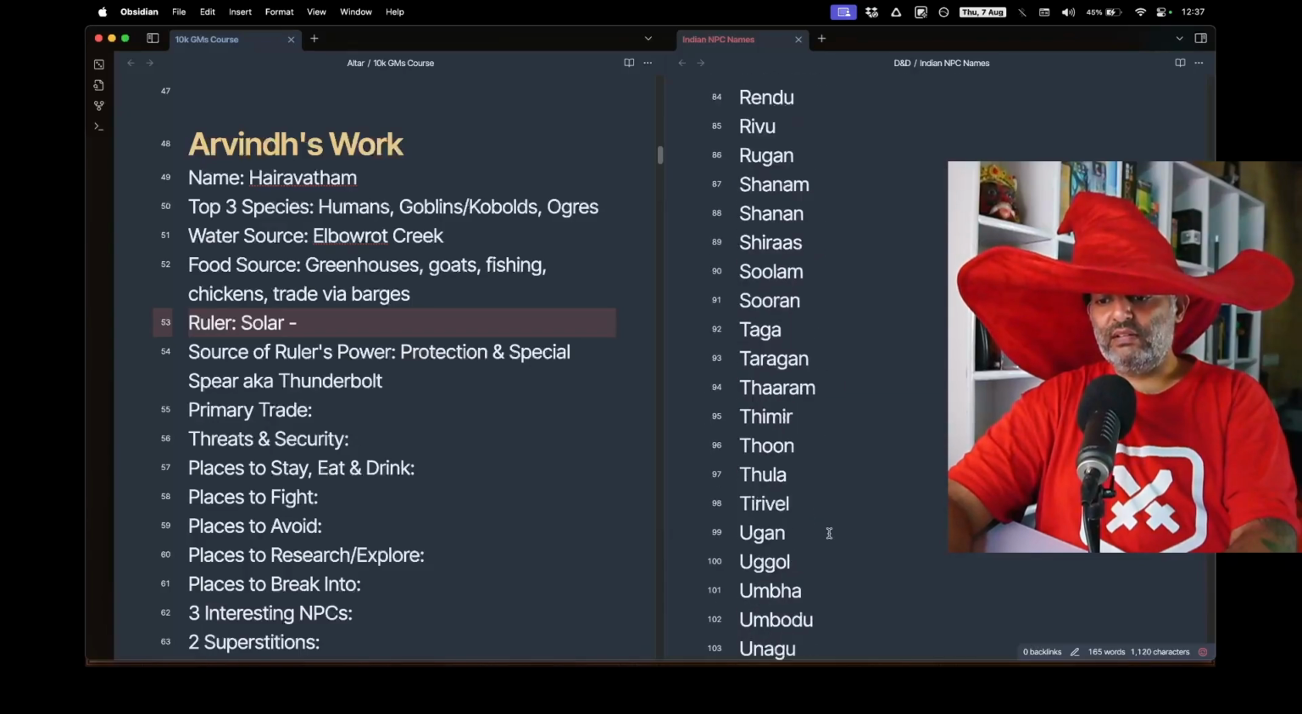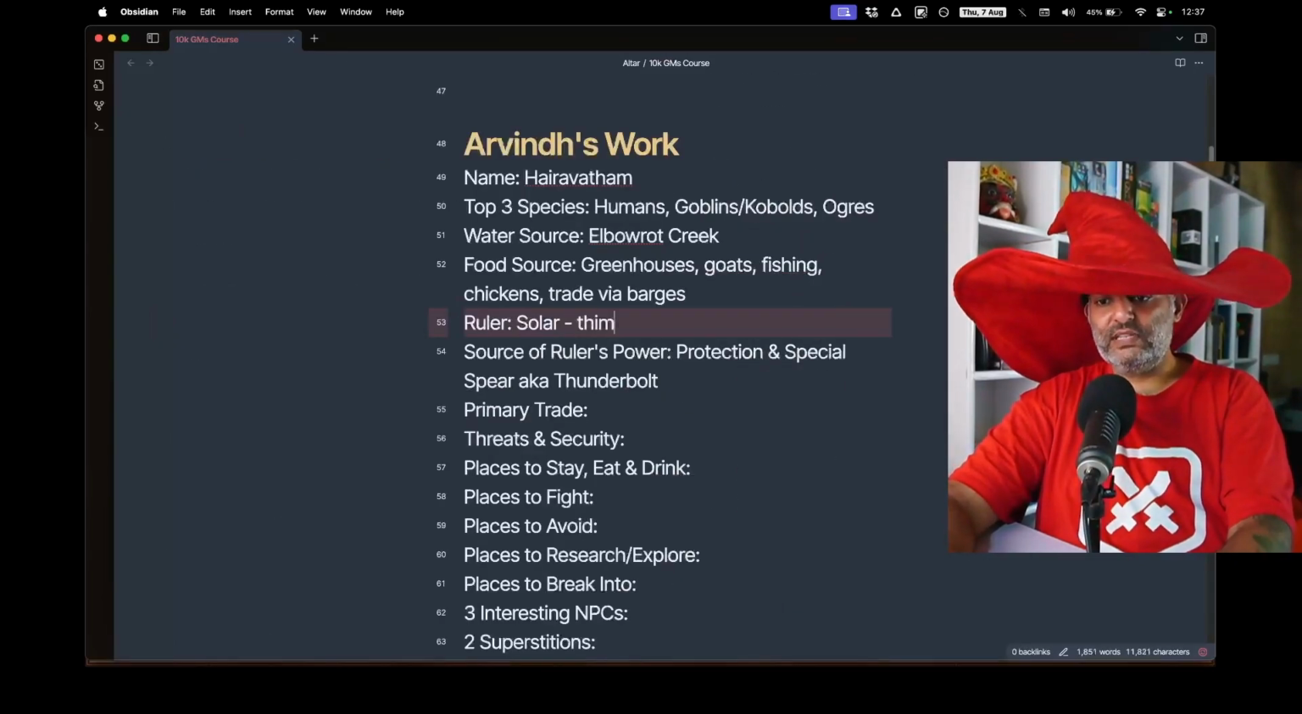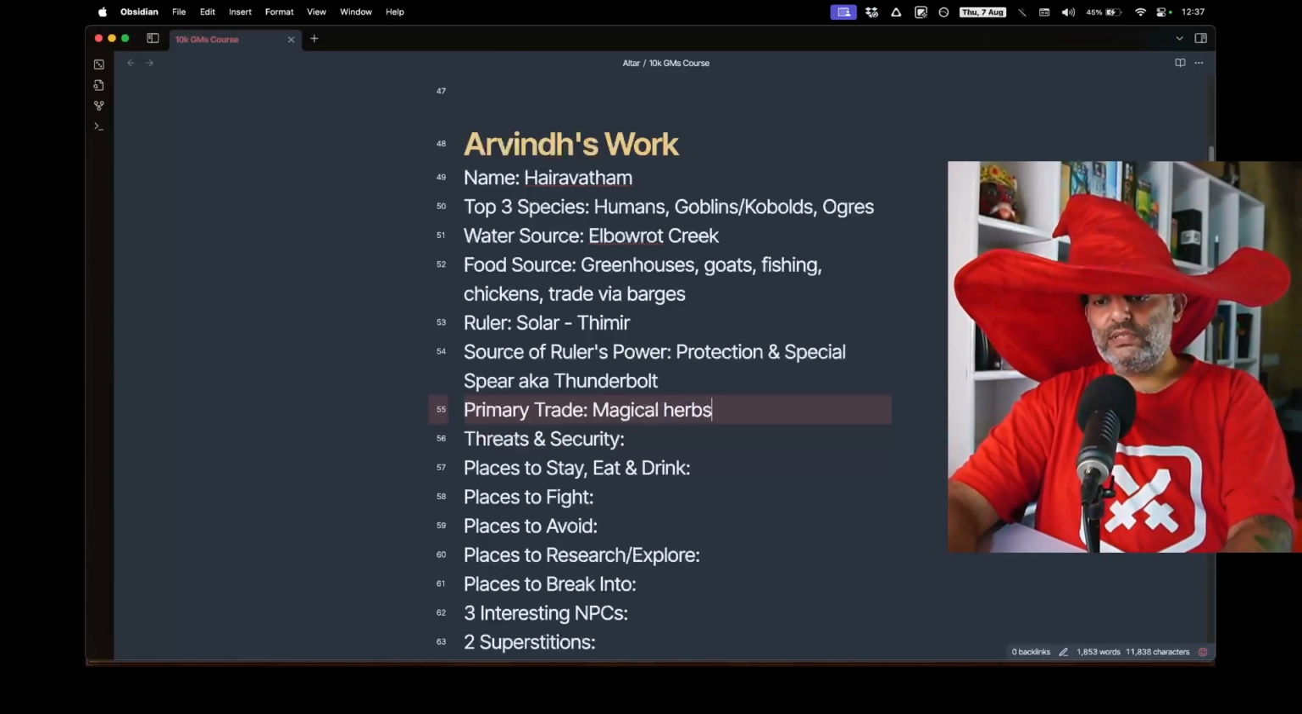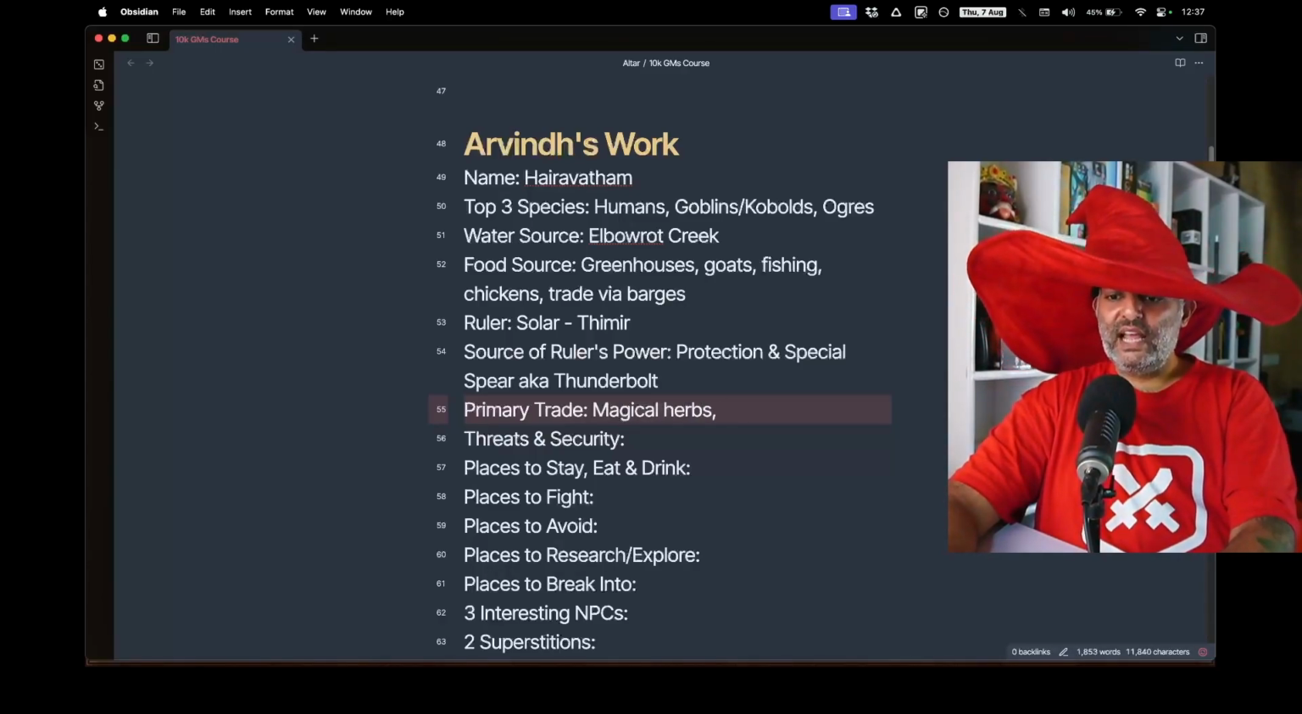Ajivam, nah. Let's take Timir. Timir, I like that name. All right, so Timir is the name of the solar. Primary trade is going to be magical herbs. All right, we want that. We definitely want mushrooms and medicine.